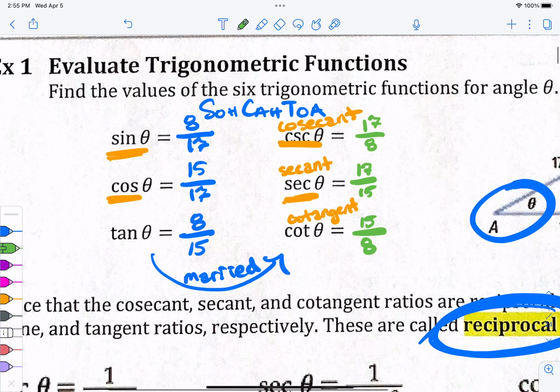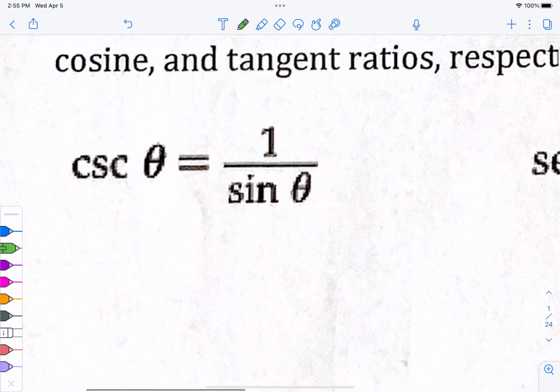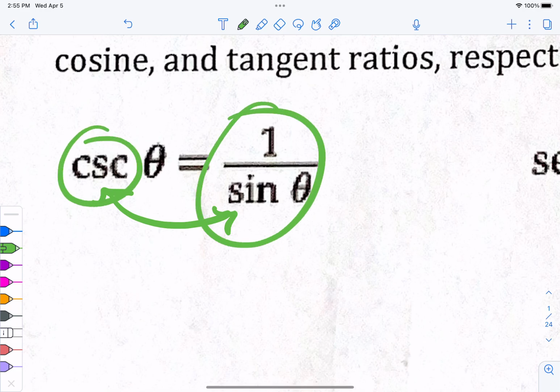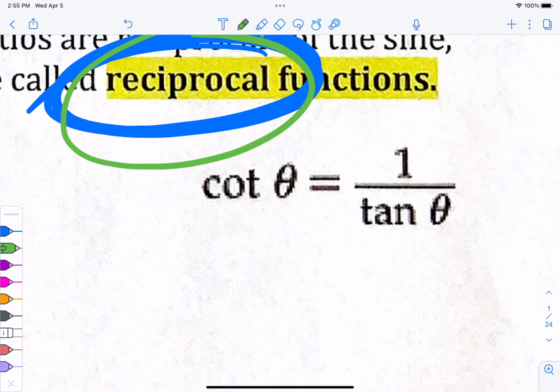That's SOHCAHTOA stuff. All right, now let's do some more. This bottom part is talking more about the reciprocals and saying that cosecant and sine are like the flip of each other, right? So, in other words, cosecant is 1 over sine, or you just take the fraction and you flip it, right? That's what a reciprocal is. You take it and flip it, right? Same thing for secant and cosine, and same thing for cotangent and tangent. You just flip them, okay?